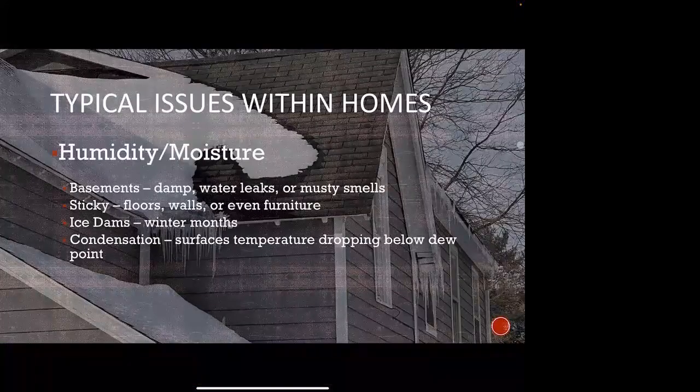Humidity and moisture. We've all run into that damp or wet basement, water leaks, plumbing leaks, musty smells, sticky floors, walls, even furniture. I think we've heard where people tell us that everything seems damp, even their clothes. Ice dams during the winter months, especially when we get snow.